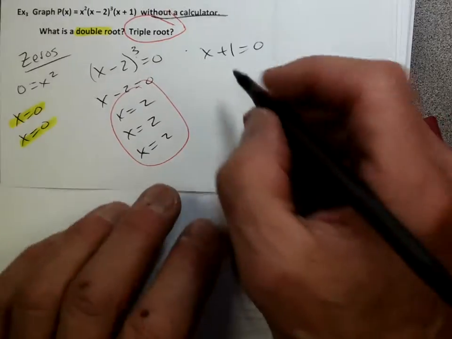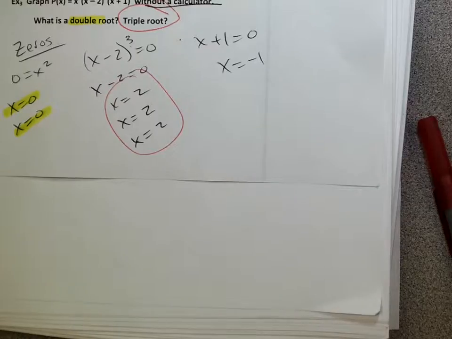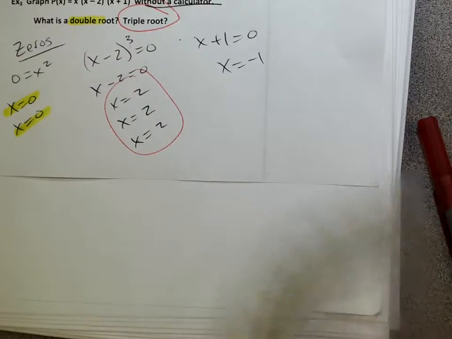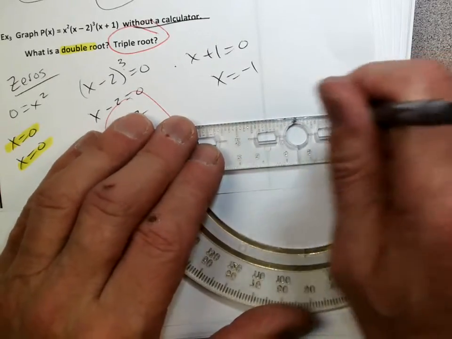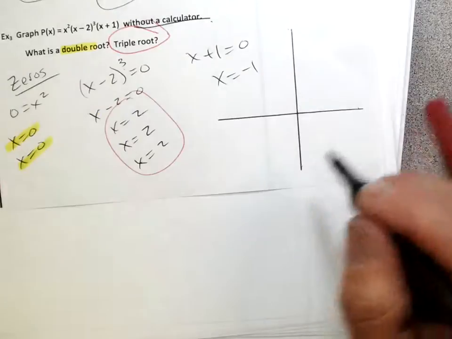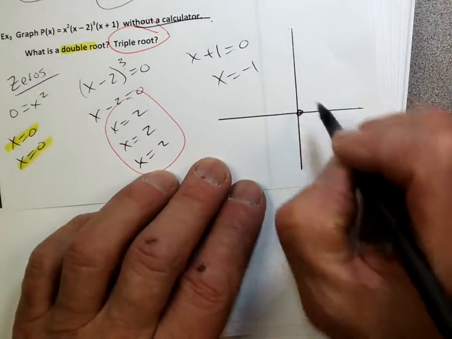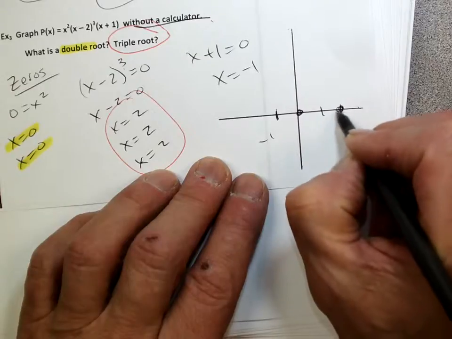All right, so x plus 1 equals 0, x equals negative 1. That just happens once. That's a single root, okay? All right, now let's see if we can graph this without a calculator, using a little bit of common sense, hopefully. Okay, so let's put in 0, negative 1, and 2, okay?